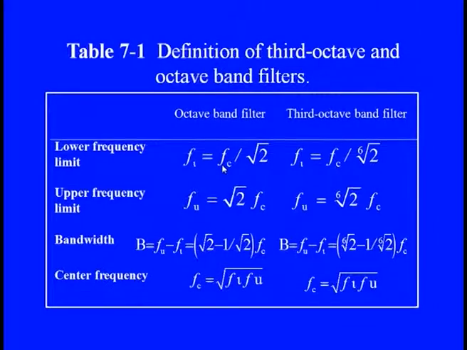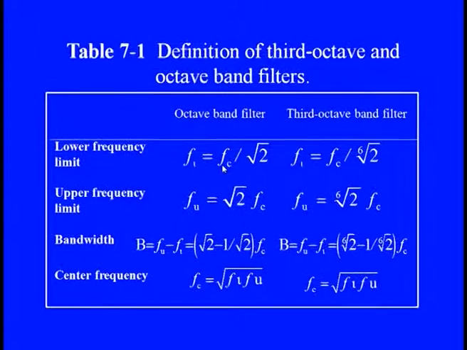Based on this upper and lower limit in both the octave band and third octave band, we can calculate the bandwidth. The bandwidth in the octave band filter is equal to Fu minus Fl, which is square root of 2 minus 1 by square root of 2, into Fc. Similarly, the bandwidth in the third octave band filter is Fu minus Fl, which is 2 to the power 1 by 6 minus 1 by 2 to the power 1 by 6, into Fc.